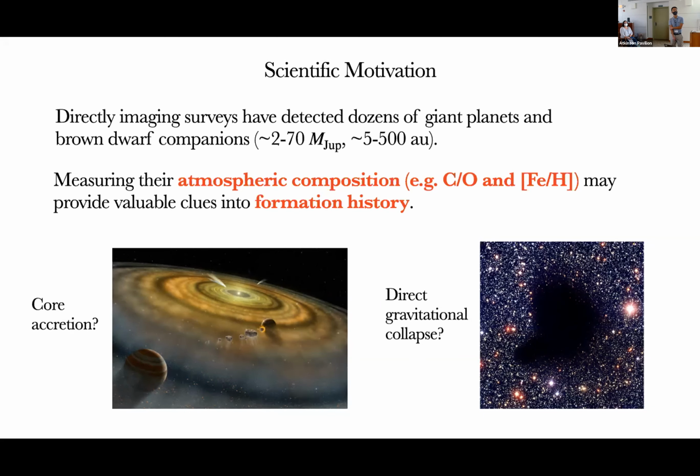The two dominant formation scenarios for these giant planets and brown dwarfs are core accretion and direct gravitational collapse. Core accretion is a bottom-up process where you accrete solids and then undergo a runaway accretion of gas. Whereas in a direct gravitational collapse from either a molecular cloud or a circumstellar disk, you would inherit probably the composition of that cloud or disk. So by measuring things like the metallicity and the carbon to oxygen ratio of these objects, we can try to put constraints on how they formed.